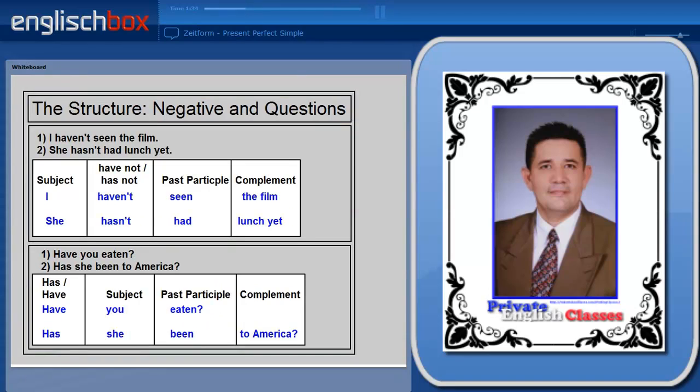What about in negative? To make this sentence negative, all you have to do is add not to the auxiliary verb have. So have becomes haven't, and has becomes hasn't. A question is very easy to make. All you do is invert the auxiliary verb and the subject. So you have eaten in question form becomes have you eaten? Or she has been to America becomes has she been to America?